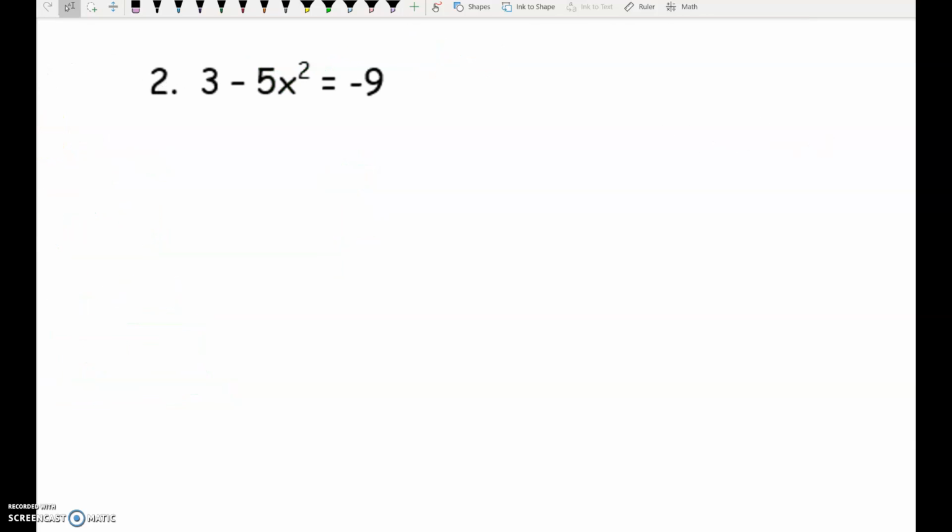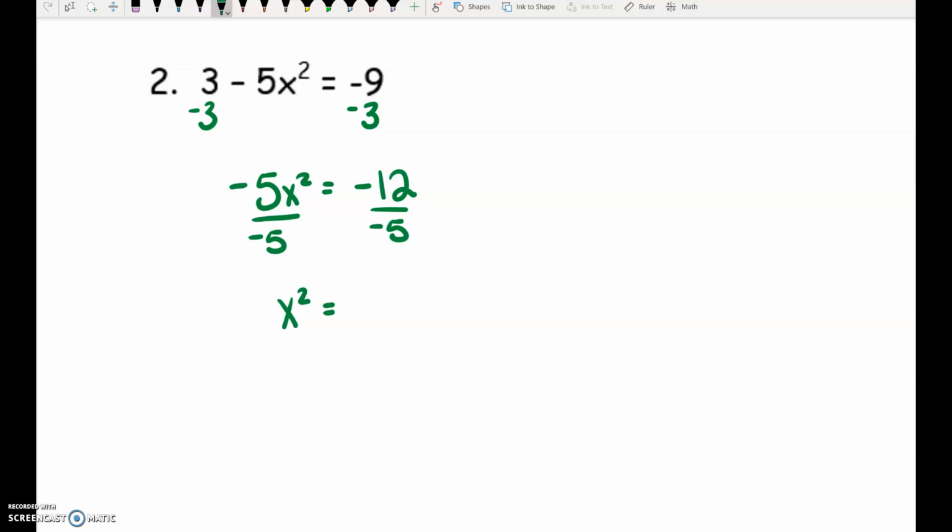Okay, number 2. We need to get x squared by itself. So our first step is going to be to subtract 3. So negative 5x squared equals negative 12. Divide both sides by negative 5. And that fraction, we can't really simplify that, so it is 12 over 5. We need to square root both sides. Don't forget about the plus minus.